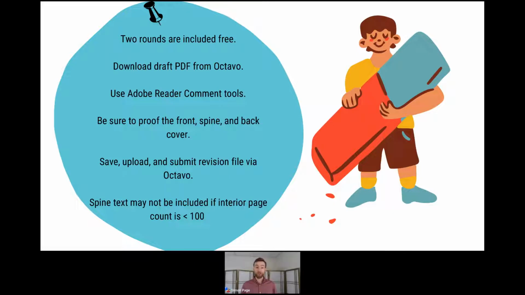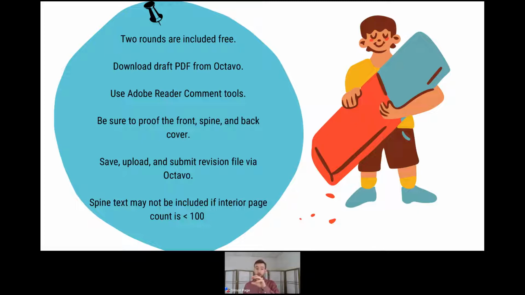You've worked long and hard on your book, and you want the design to look just right, and that's why you get 2 revision rounds included for free. There are detailed instructions included in the task page in Octavo. The basic order of operations is to download the draft PDF from that task page that you're emailed, use the Adobe Reader comment tools to mark up the draft with the changes you want made, being sure to proof the front, spine, and back cover of the file.